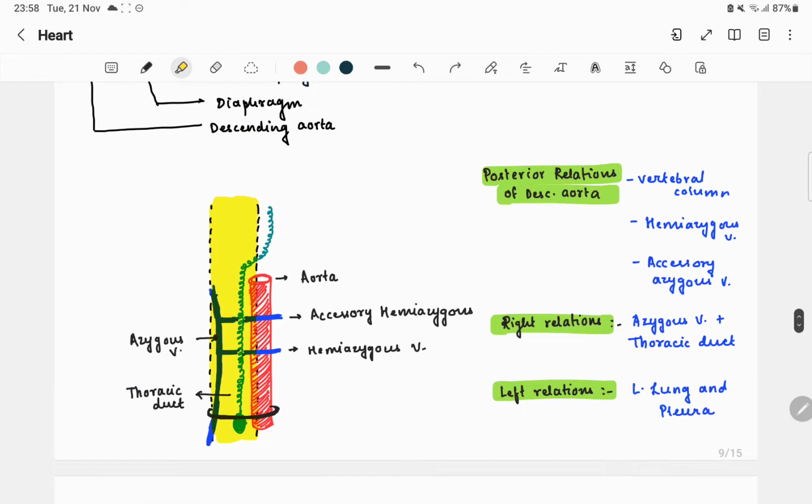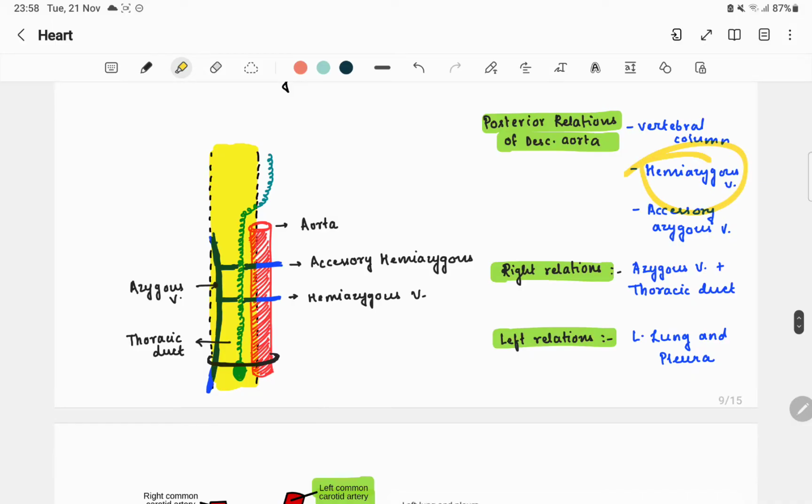If you want to discuss the posterior relation, of course, the vertebral column will be there, your azygos vein will be there, sorry, hemiazygos vein will be there, not your azygos vein. You can see this is the aorta, this is a descending aorta, and this hemiazygos vein is present in this posterior relation, and the accessory hemiazygos vein is also present in the posterior relation. In the right relations, we have our azygos vein. Azygos vein is present in the right, and we have a thoracic duct.